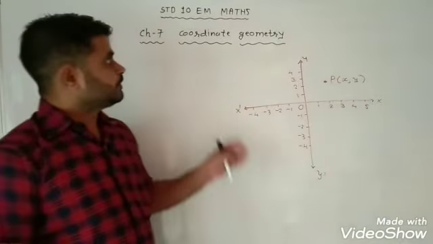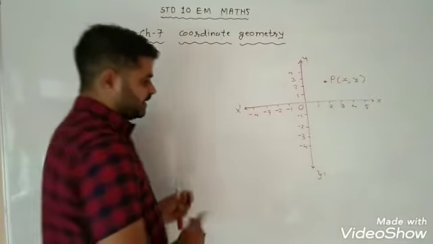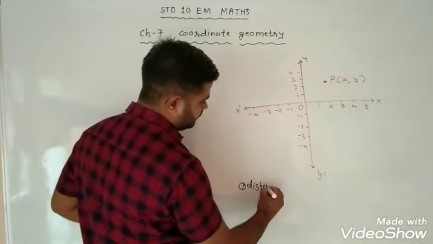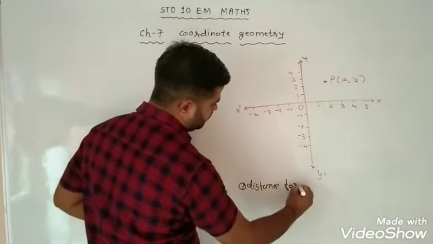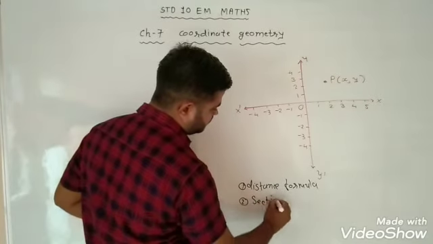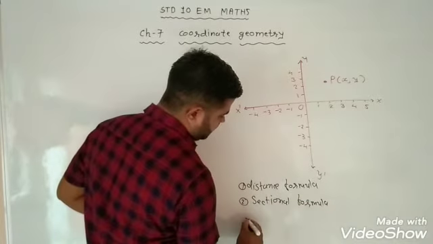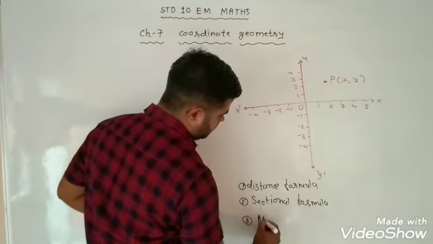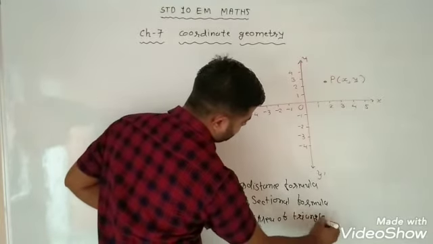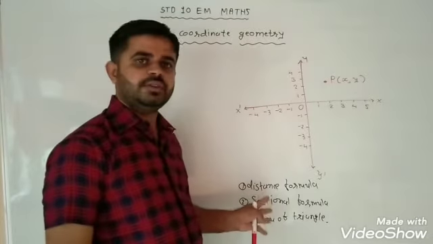Okay, now in coordinate geometry we have to learn about 3 sections. First one is the distance formula, second one is the section formula, and third one is area of a triangle, area of a triangle using its vertices. Okay, we have to learn these 3 concepts.